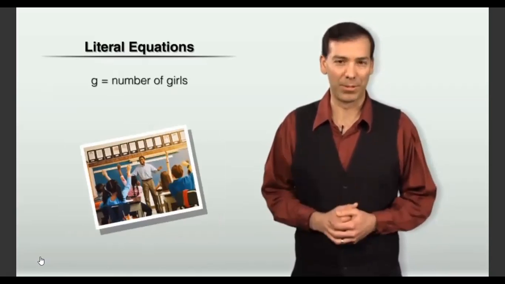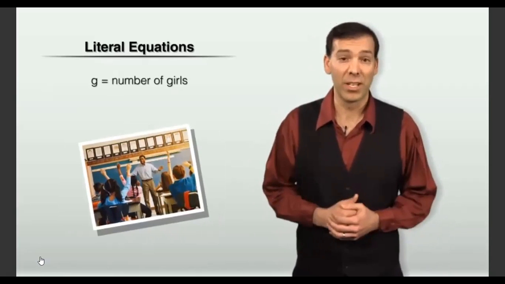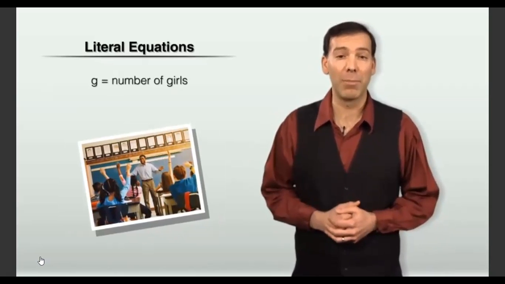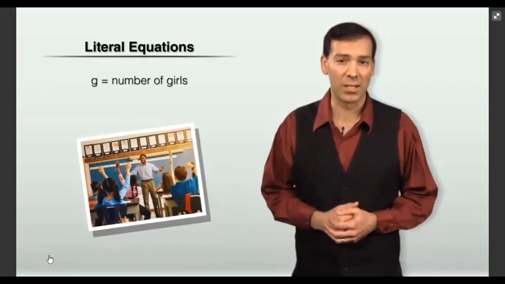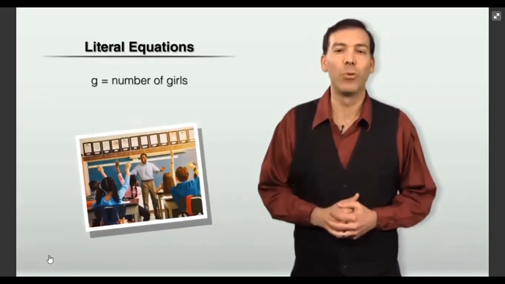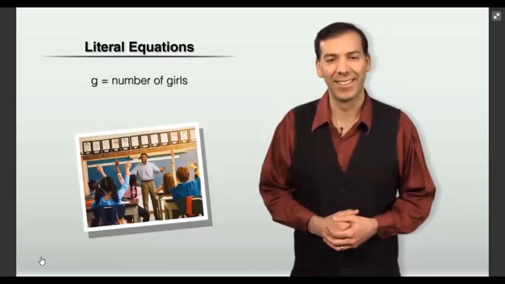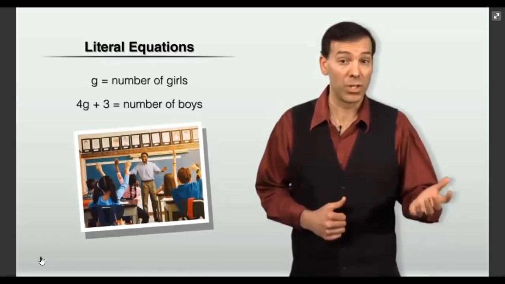Here's another example. There are some boys in a class. The number of boys is 3 more than 4 times the number of girls. If there are 28 students in class, how many boys and girls are there? Let G equal the number of girls in the class. That means 4 times the number of girls plus 3 equals the number of boys.